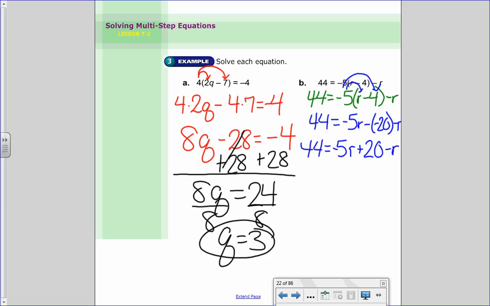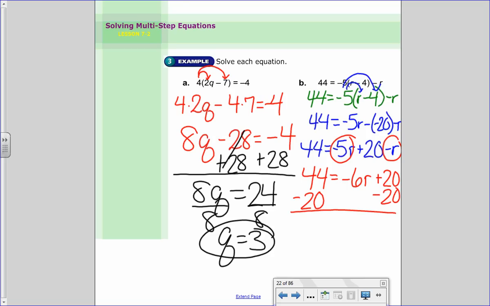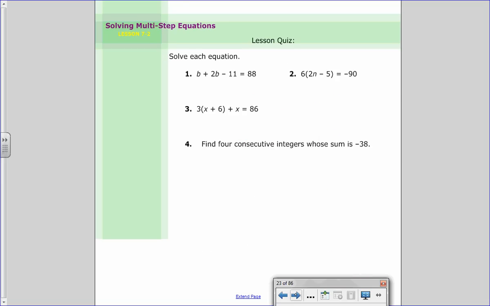So now I have 44 is the same as negative 5r plus 20 minus r. Well, this time we have to combine like terms before we can actually solve. So if I have a negative 5r and then I'm subtracting another r, it's just going to get more negative. So I have 44 is the same as negative 6r plus 20. Now I can solve it. So we undo the 20 by subtracting it, and we're left with 24 is the same as negative 6 times r, and divide it out, and we have r is equal to negative 4. The end. All right, that is our lesson for tonight.